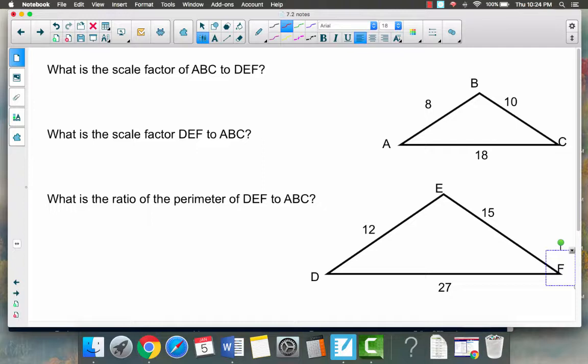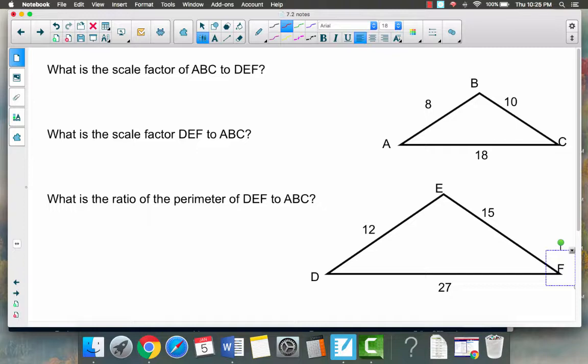So one thing that's important with scale factor is that the order matters. So when you read a problem, you want to make sure that whatever shape or side or angle, anything that comes first is the one that goes on the top, and then the one that comes second is the one that goes in the denominator. All right, so it says what is the scale factor of ABC to DEF? So notice ABC came first, so ABC's side length is going to go on the top, and then DEF is going to go on the bottom.